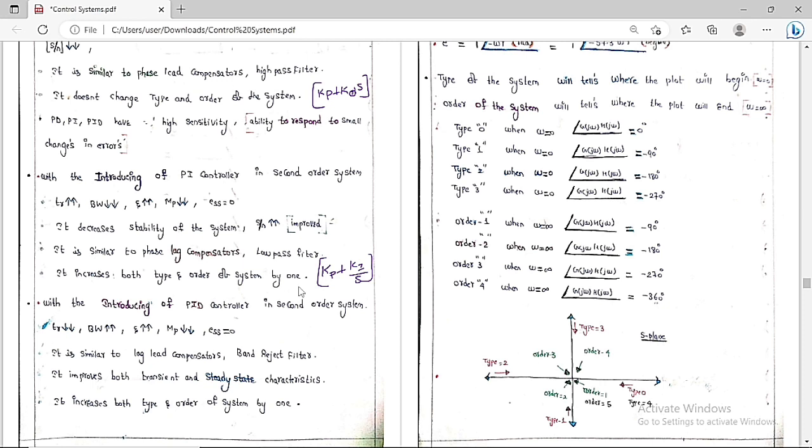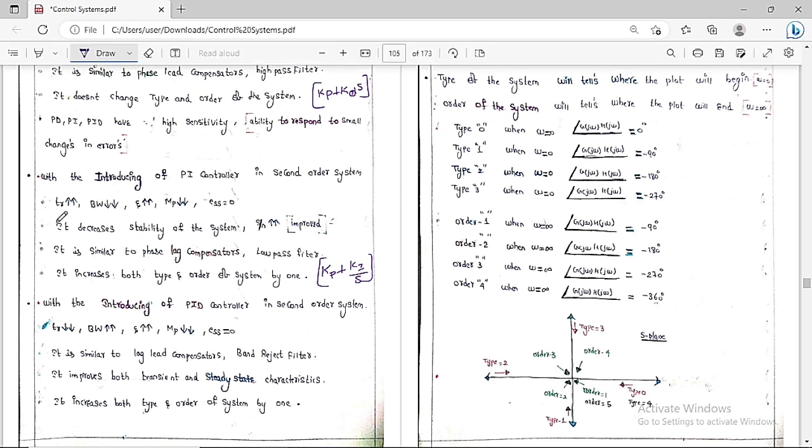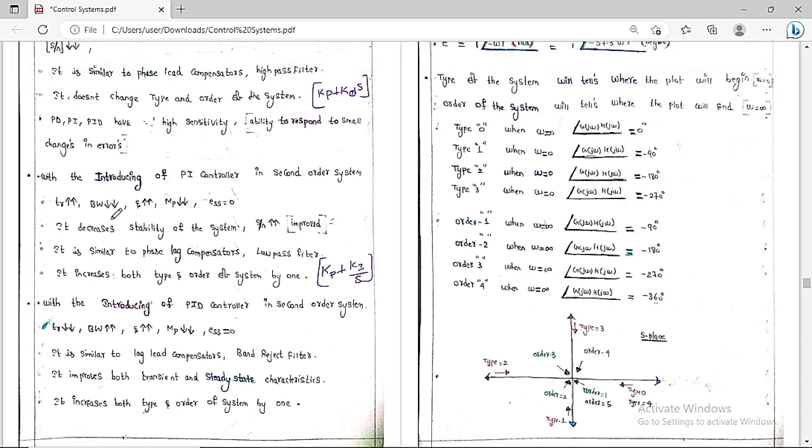So steady state error is equal to 0. The rise time will increase. As the rise time increases, the bandwidth will decrease, because rise time times bandwidth is always a constant. Here also zeta will increase. Zeta and the peak overshoot are inversely proportional, so therefore the peak overshoot will decrease.